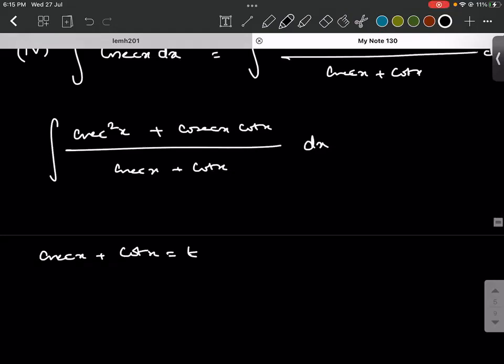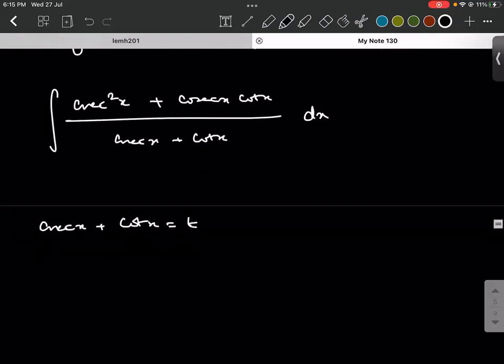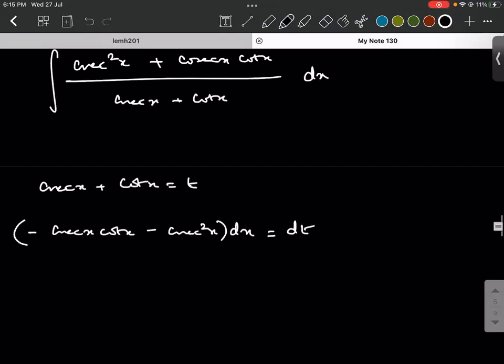Can I do this now? If I take it as t, then minus cosecant x cot x minus cosecant square x dx will be equal to dt. Accepted? Am I right? What will happen to the numerator? Correct? To save one step, you can write it as integral. Very good. Integral of minus dt divided by t, which will give you minus log of cosecant x plus cot x plus c.